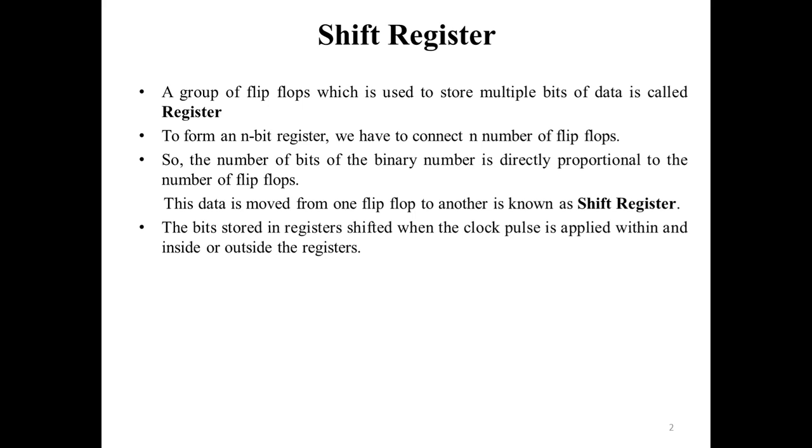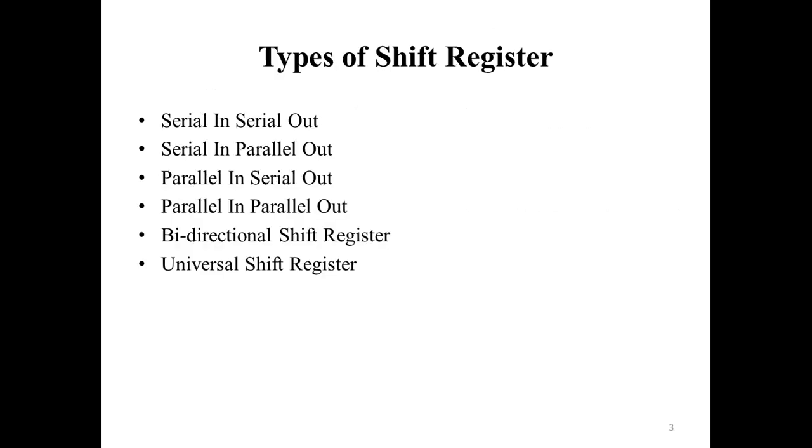So let's see what you mean by register. A group of flip-flops is called a register. So to form an n-bit register, we need to connect n number of flip-flops. Whatever data is stored in a register that you can shift to the left or right is called your shift register. The bits stored in a register are shifted when the clock pulse is applied to the register.